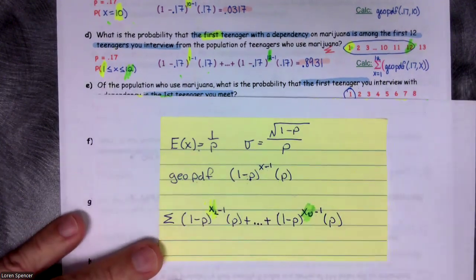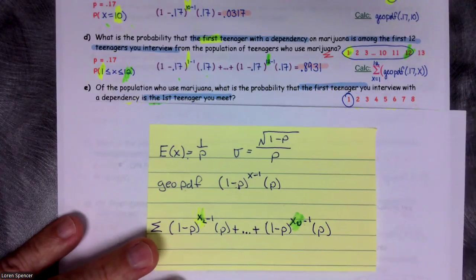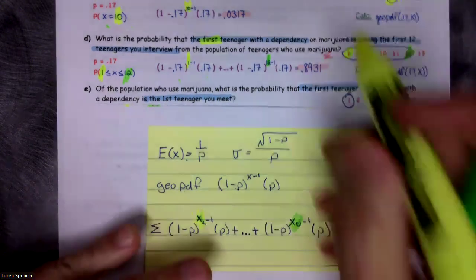Letter E, of the population who uses marijuana, what's the probability of the first teenager? So I see the word first again.